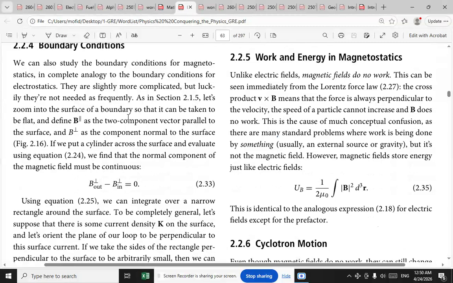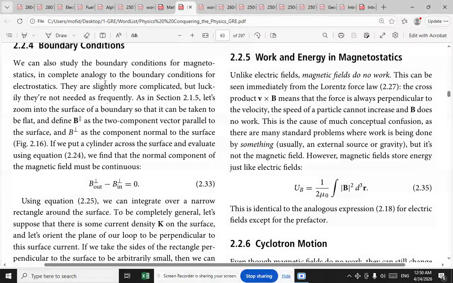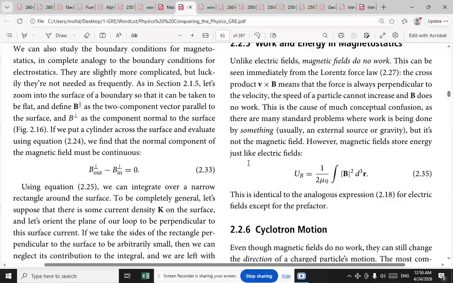Unlike electric fields, magnetic fields don't work. This can be seen immediately from the Lorentz force law 2.27. The cross product v multiplied by B means that the force is always perpendicular to the velocity. The speed of the particle cannot increase, and B doesn't work. This is the cause of much conceptual confusion, as there are many standard problems where work is being done by something, usually an external source or gravity, but it's not the magnetic field.